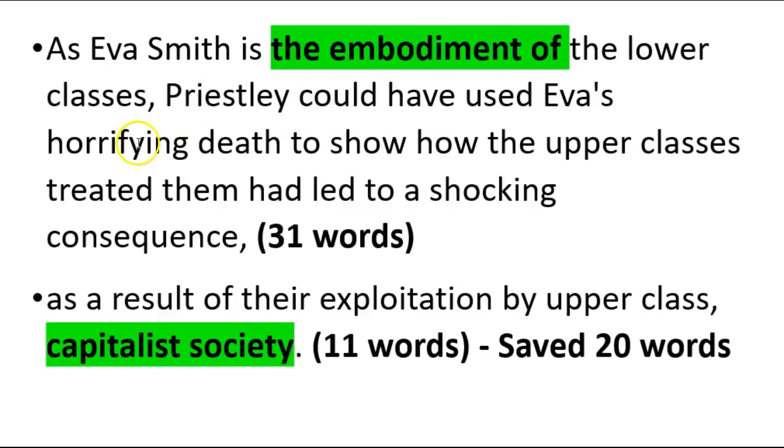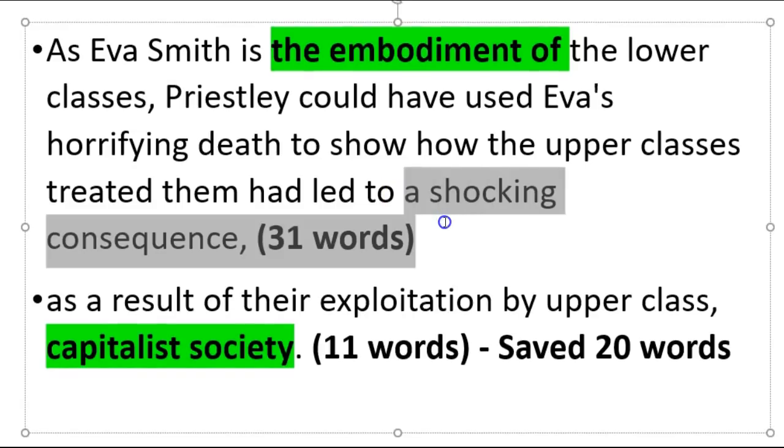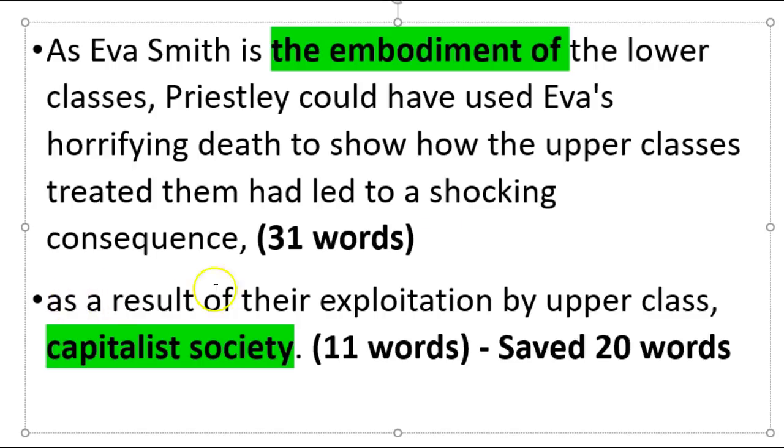Priestley could have used Eva's horrifying death to show how the upper classes' treatment of them had led to a shocking consequence. Now this is quite typical of good writers who aren't yet brilliant writers. They say something general. It is a shocking consequence, but what about it is shocking? Why is that important? So my translation of that is, as a result of their exploitation by upper class capitalist society.